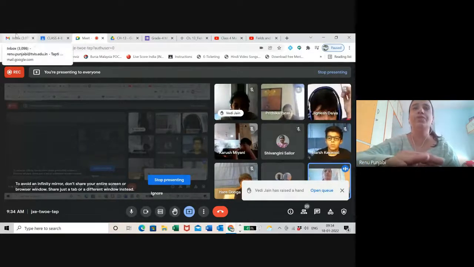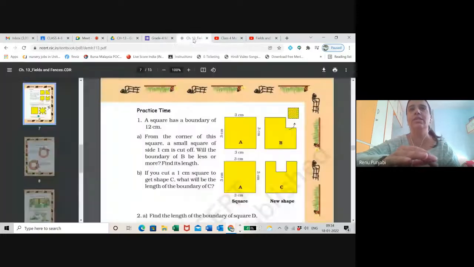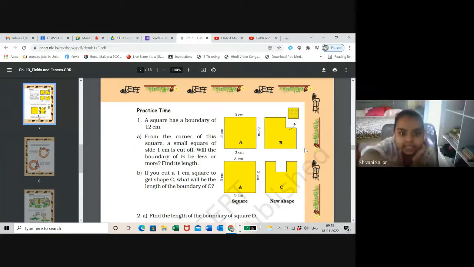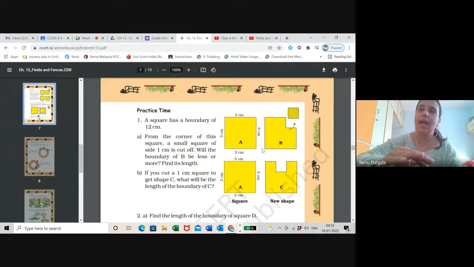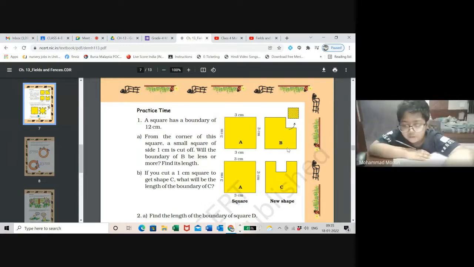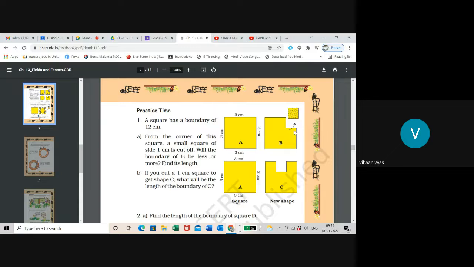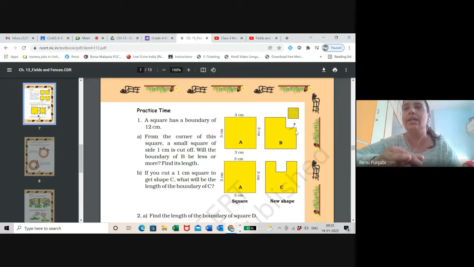So now let's prove it, whether it is more, less, or the same. See, this line will be the same because there is no cut here, it will be 3 centimeter, and the baseline will also be 3 centimeter. Give me the answer. 3 plus 3 is 6 centimeter. And you can see this much is cut. 1 is cut, so this is 2. So 6 plus 2 is 8.